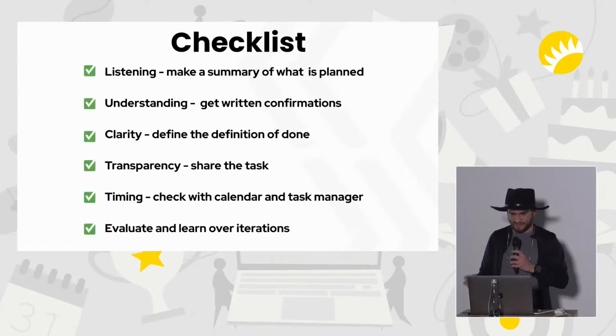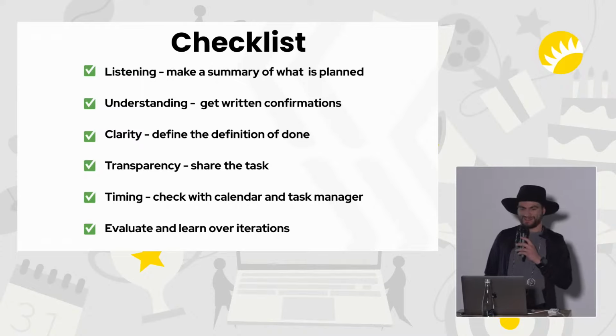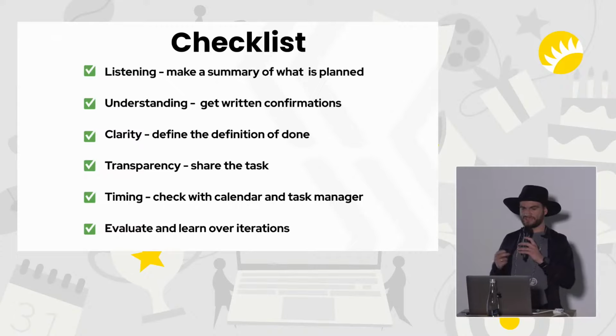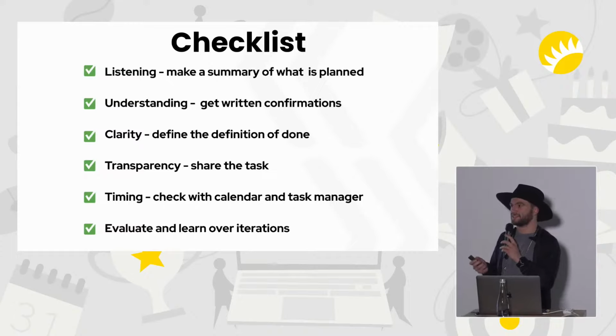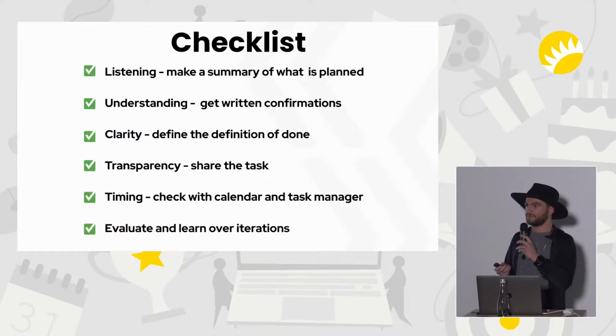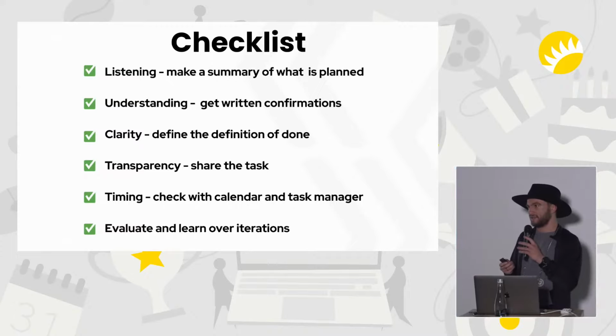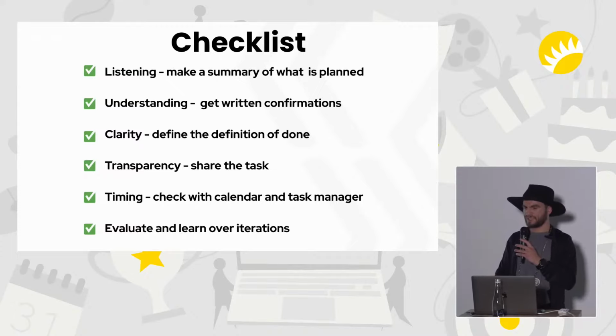Okay, 27. Checklist for you as a takeaway. So: listening, understanding, clarity, transparency, timing, and evaluate. That's a lot. Take at least clarity. Why clarity? Because it's a hard skill. You give clarity when you explain the details. If you put effort into explaining the details, really everything will be easier. Even a detail like, hey, I will do it in this time, to that moment, and it will take so much time because of this and that.